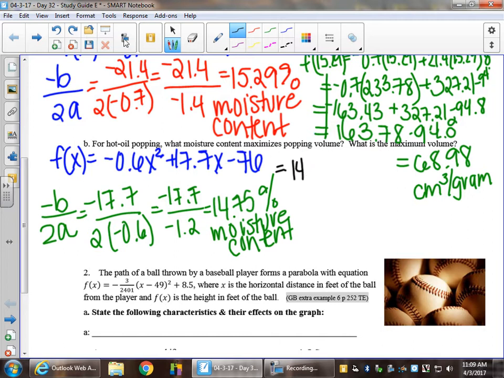So it's f of 14.75 equals negative 0.6 times 14.75 squared plus 17.7 times 14.75 minus 76.